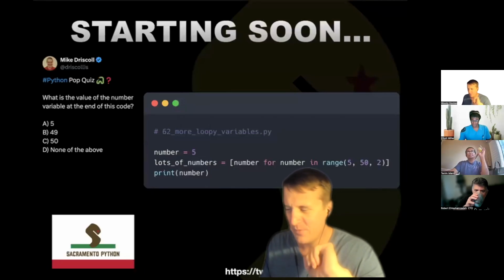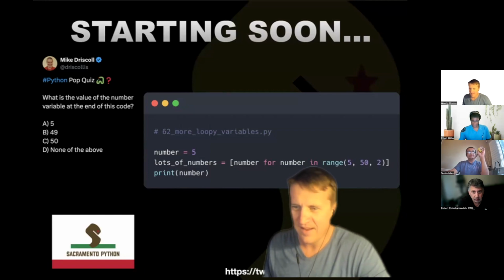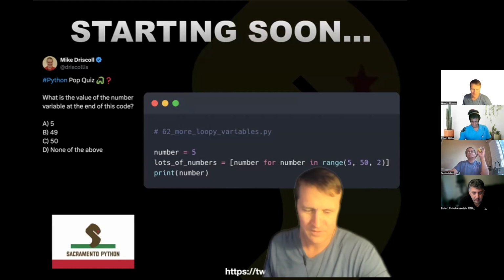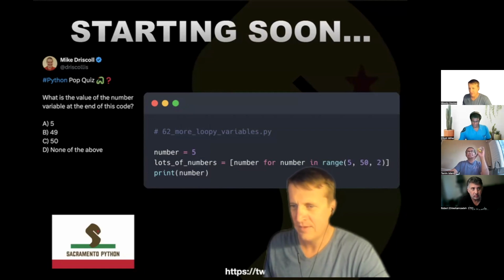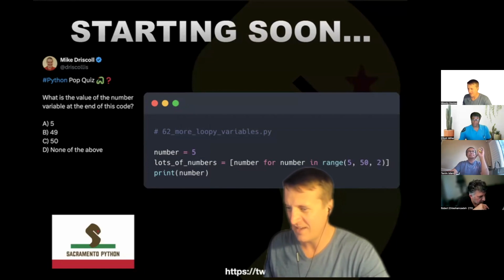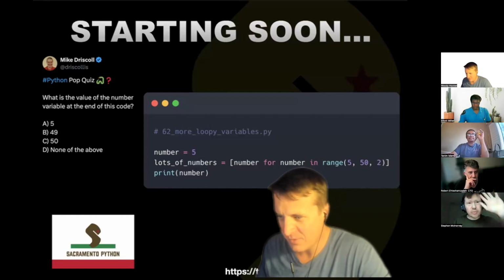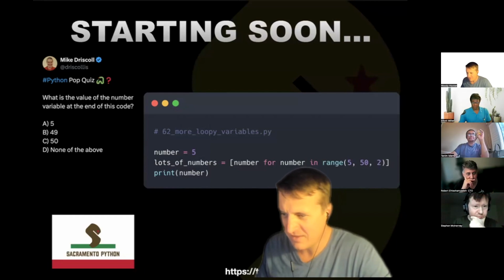All right, so we've been mingling here, getting started on the pop quiz for this month. As always, Mike Driscoll providing some tricky brain teasers and basically terrible examples of code. But they're good ways to highlight the nuances of the way the Python language operates. So we've got a pretty short one here.